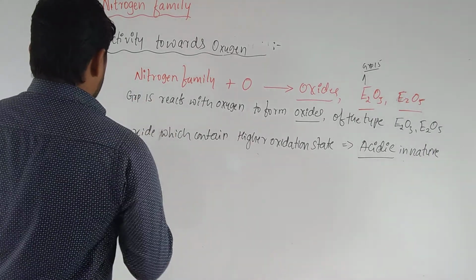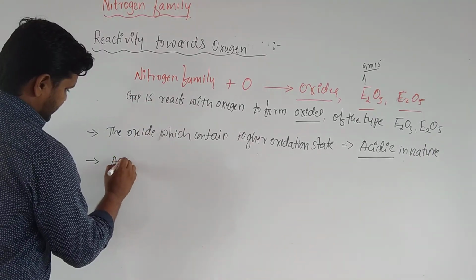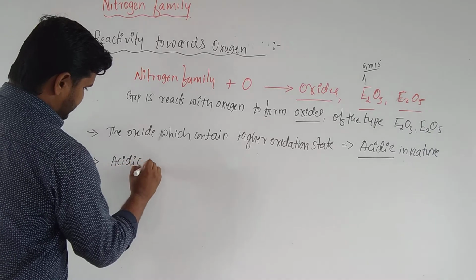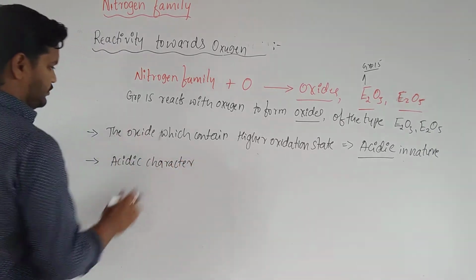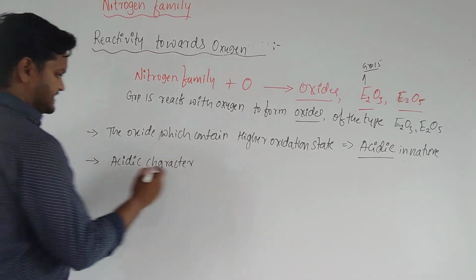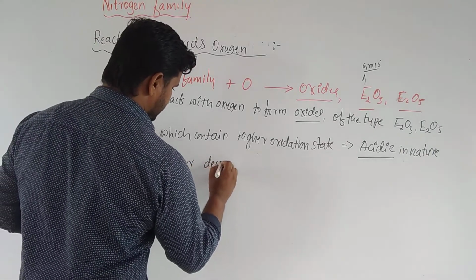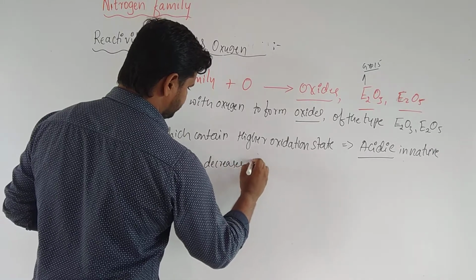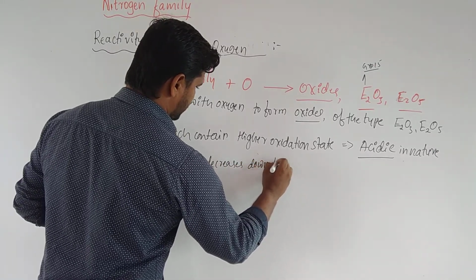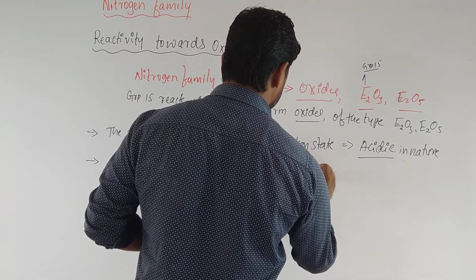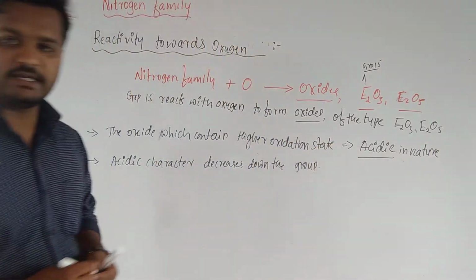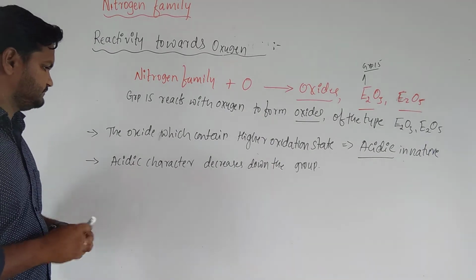Next one, acidic character decreases down the group. Acidic character means the acidic character of the oxide, E2O3 or E2O5. Acidic character decreases down the group.